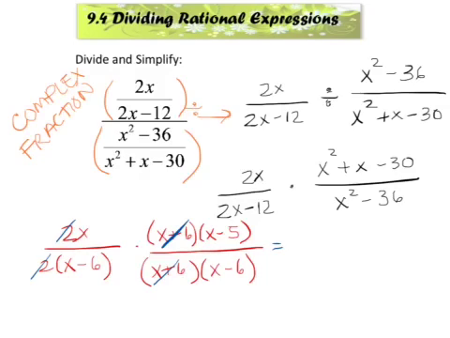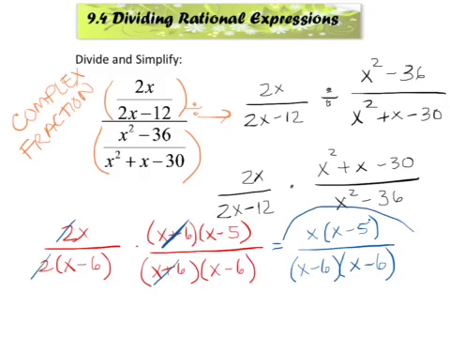So now I'm going to write down what I have left, x times x minus 5, all over, and I have 2x minus 6's. That's okay. So there is my simplified complex fraction.